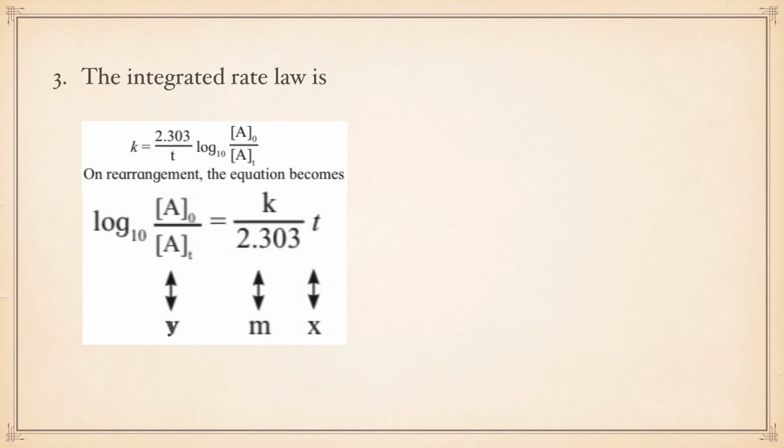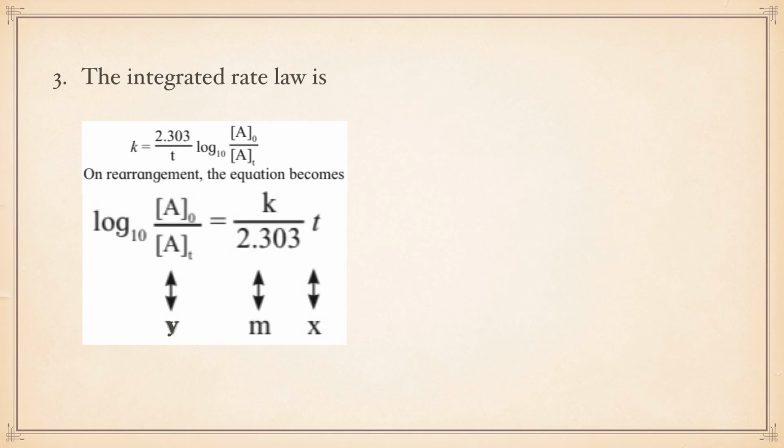And what is the slope over here? Slope is nothing but equal to m, that is equal to k upon 2.303. Okay, so it is very simple. Slope, normally we just find out, is nothing but what? y2 minus y1 upon x2 minus x1. So that will be equal to k upon 2.303. So just remember this.